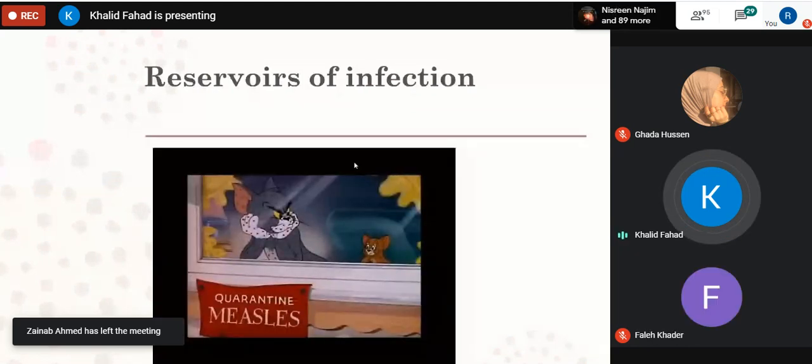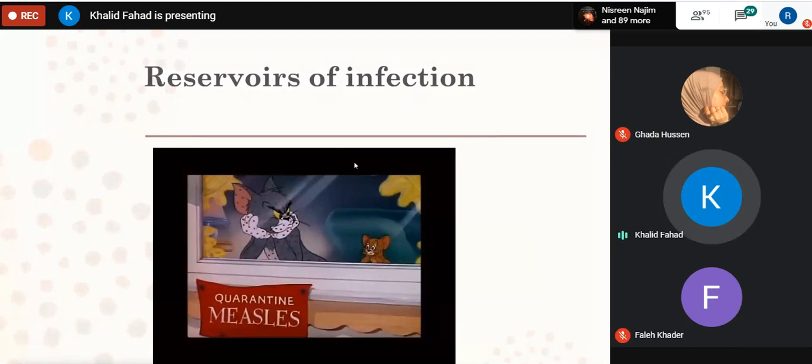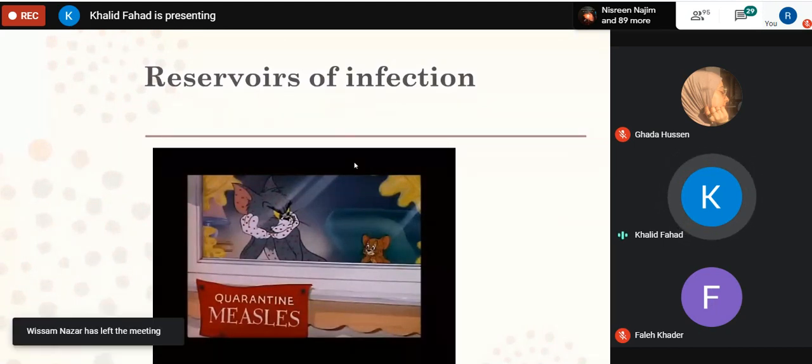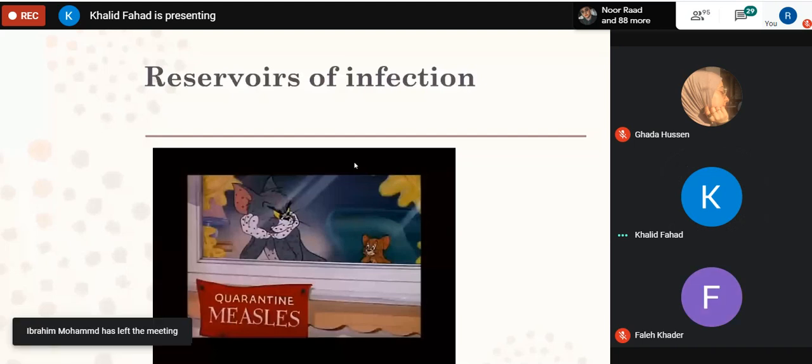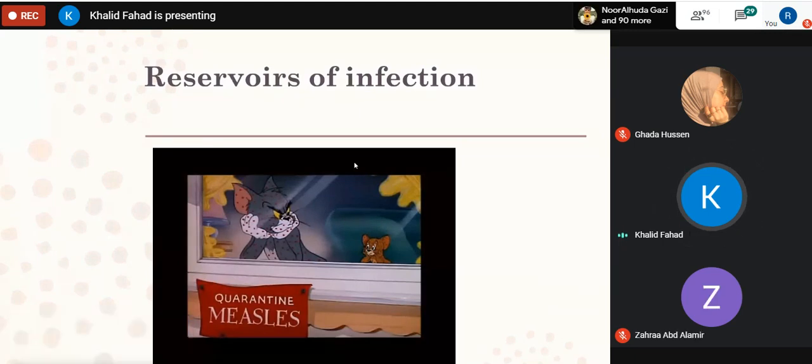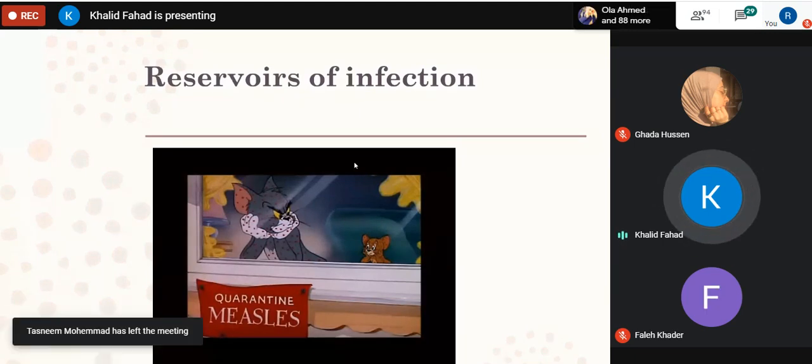So the reservoir of infection. Here, as you know, the famous cartoon, Tom and Jerry are quarantined due to measles. And this picture is in contrast to the scientific basis that measles, humans are the only reservoir of this infection, and animals will not contract the measles. So this is a famous joke.